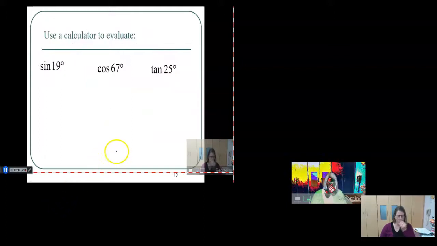So now, if you have a calculator, grab it. We're going to make sure your calculator is in the correct mode to evaluate the sine of 19 degrees. When it comes to trigonometry with your calculator, there are two modes. One of them is degree mode, and one of them is radian mode.